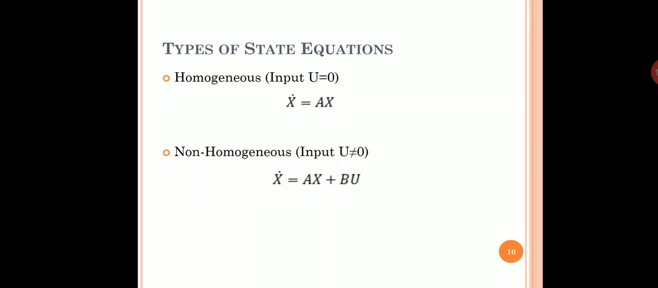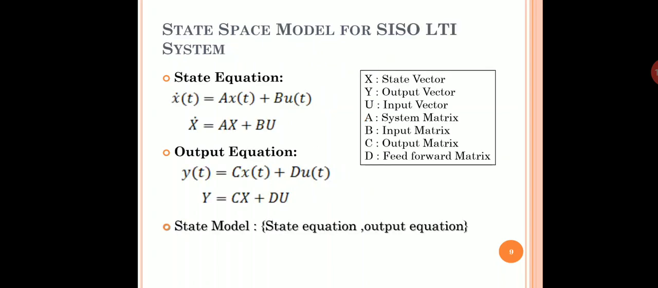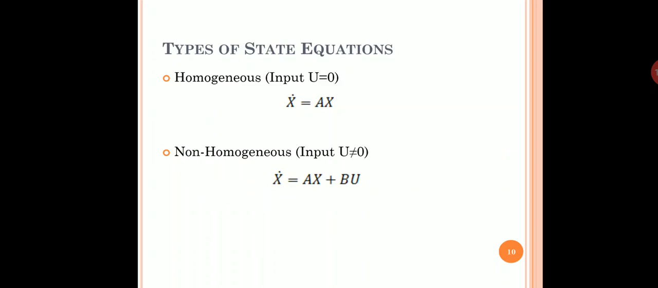Now these are the types of state equations. If it is x dot is equal to Ax plus Bu, where I have this u quantity, that is the input quantity, then it is called a non-homogeneous state equation, that is u is not equal to 0. And a homogeneous state equation is when the input is 0, that means there is no input given, and x dot is equal to just Ax. In this unit we are going to cover both homogeneous and non-homogeneous state equations.